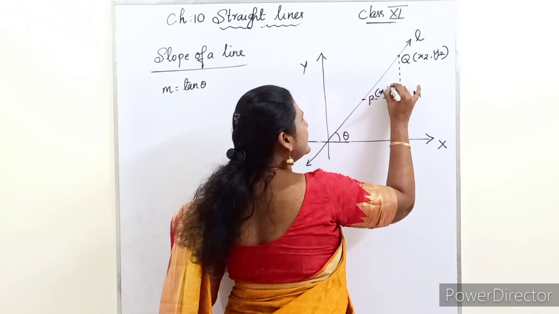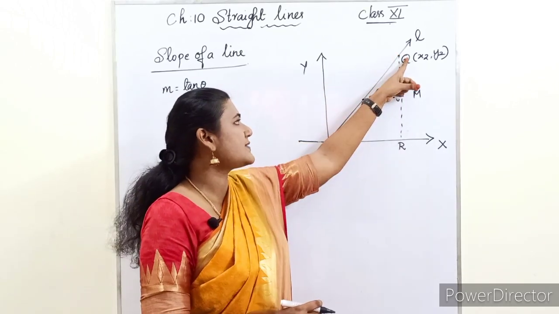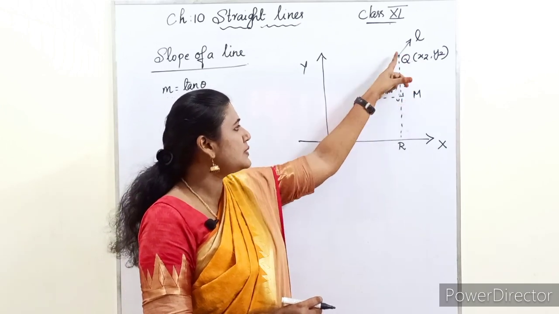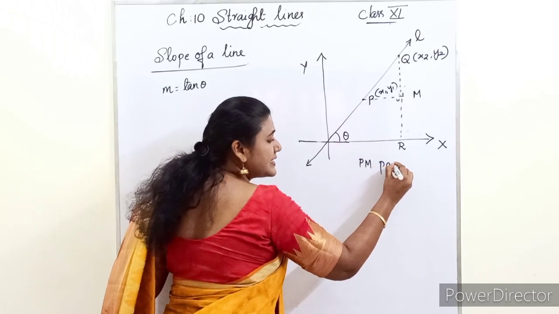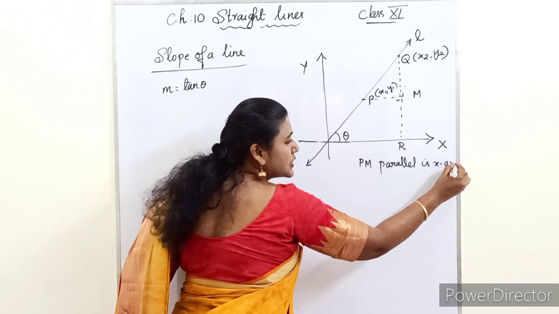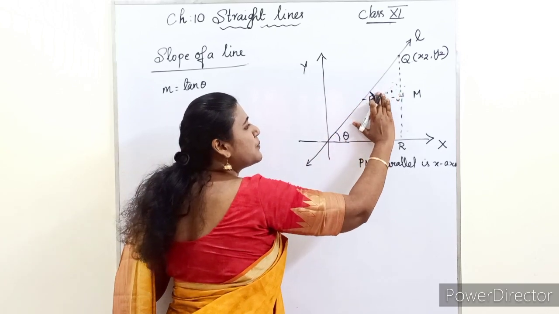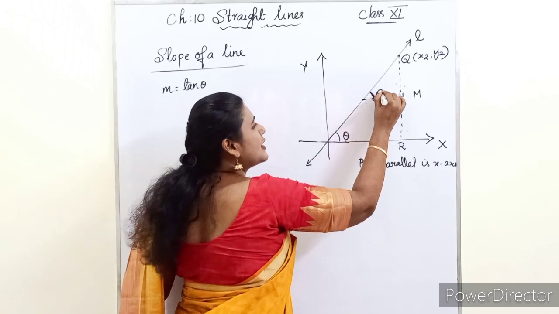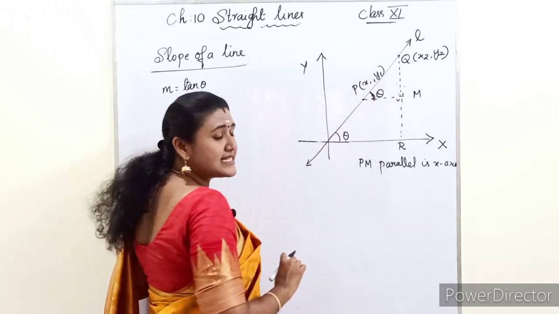Here the coordinate of P is x1, y1. Okay. So we have drawn two perpendiculars. One is from Q to x-axis and another perpendicular PM to QR. This line PM is parallel to x-axis. So what about these two angles? Actually these two angles are corresponding angles. So if this angle is theta, then this angle also will be theta. Okay, so we will get this angle as theta.